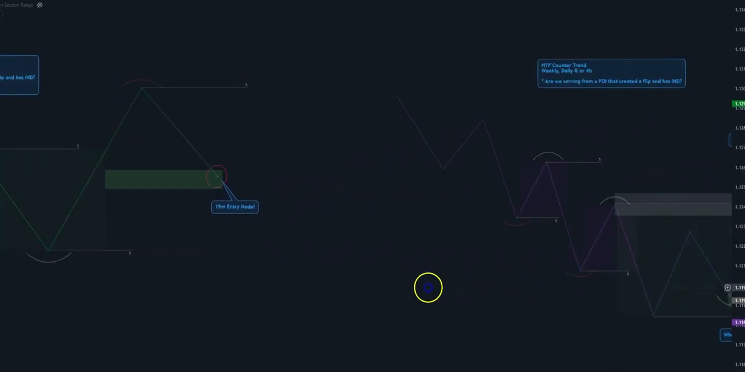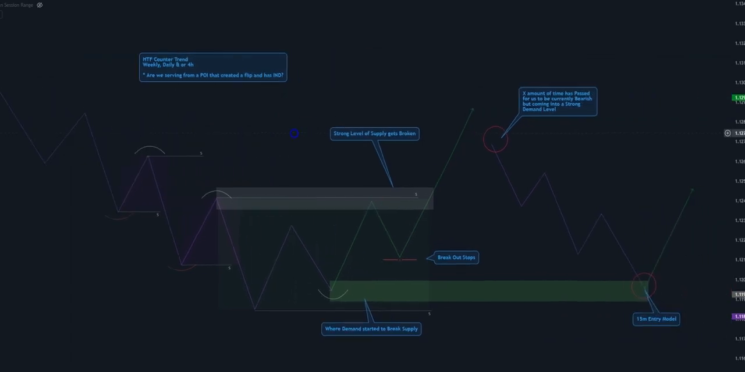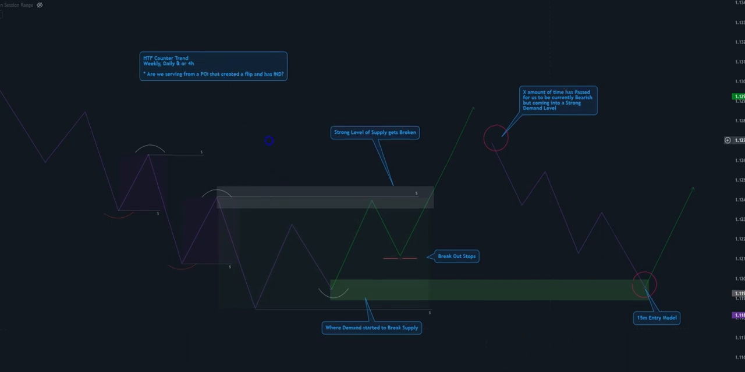Okay. So moving over to still the higher time frame, but now counter trend, and you can see there's a little bit more going on now, because we want a bit more confluence, because we're kind of going against the grain here. So we want to see a bit more confluence. So are we serving from a point of interest that created a flip and has inducement?